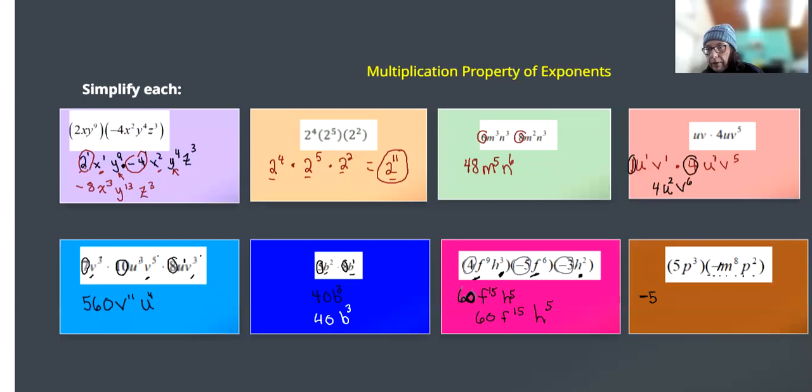Now, I've got p to the third here and p to the second here. The bases are both p's. I'm multiplying, so I'll bring it down. And then just add them. 3 plus 2 is 5. And then we got this lonely m to the 8th sitting here that we'll just bring down. And you're done.